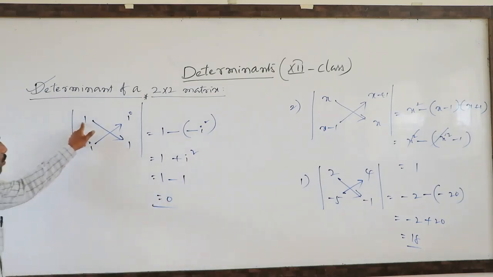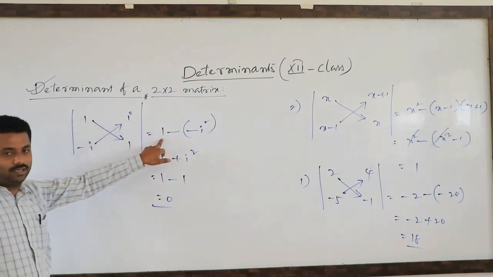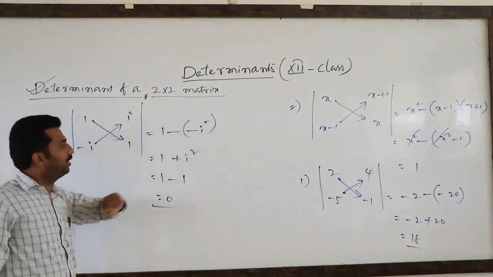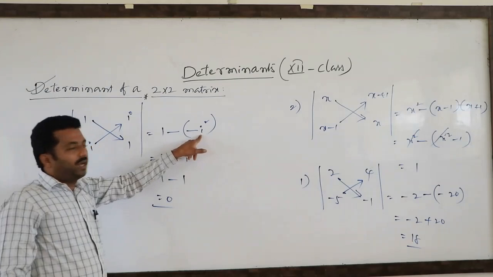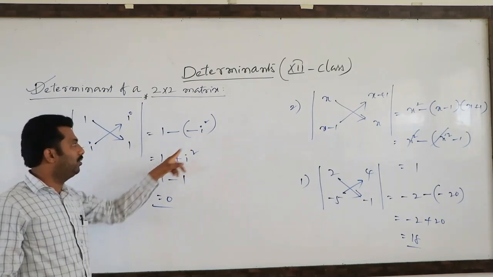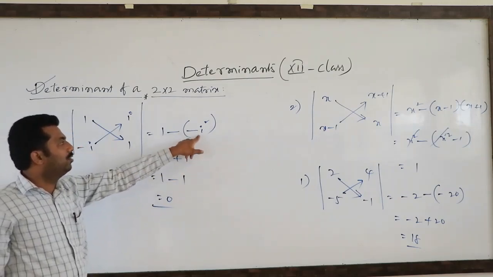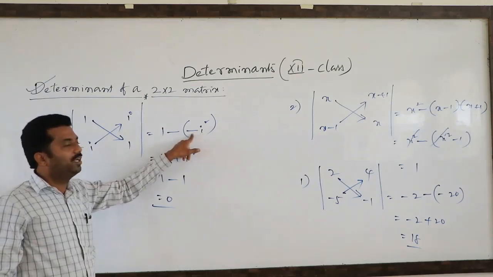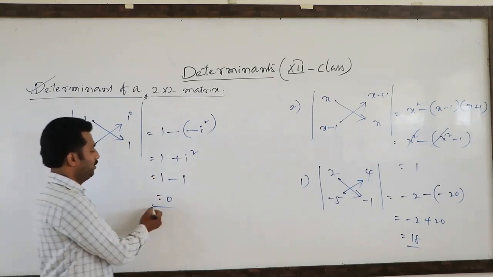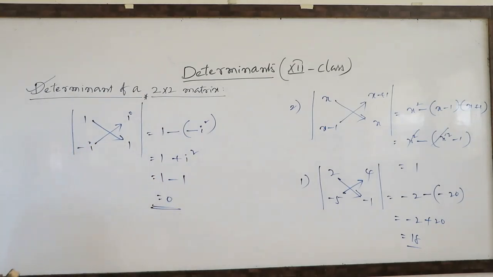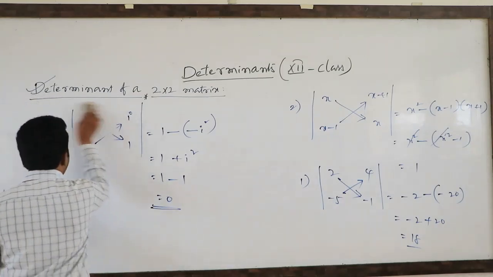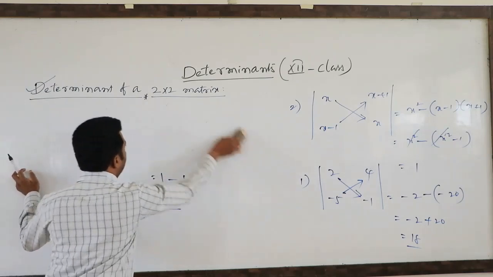See once again. 1 into 1 means product of the principal diagonal elements. Minus i into i means minus i square. So i square is nothing but minus 1. Actually i square is nothing but minus 1. Minus i square means 1. So directly you can write here, this is i square means minus 1, already minus is there, plus 1. So this is 1 minus 1, and this becomes 0. So not only real numbers, if imaginary numbers or complex numbers are there as elements, you can apply the same procedure. That point you have to remember.